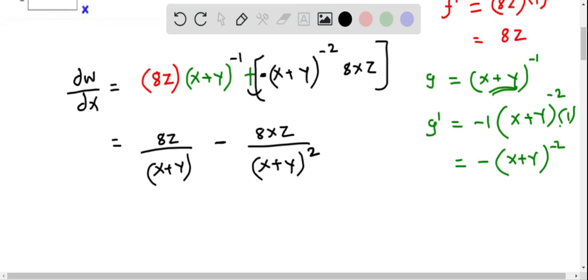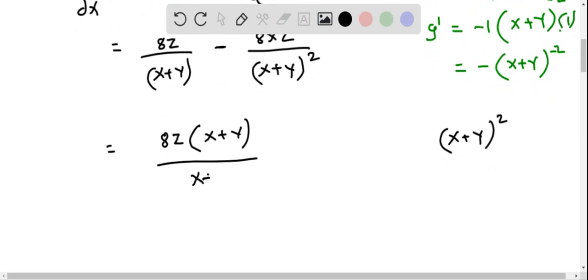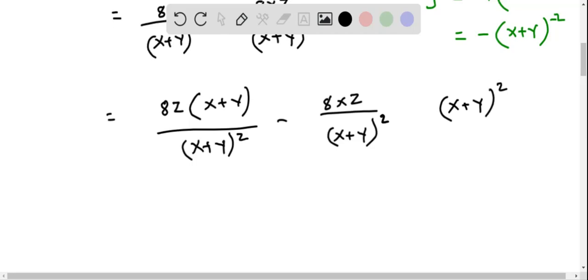Now the LCD for these two fractions is (x plus y) raised to the power of 2. So we have to multiply the first expression by (x plus y) and divide by (x plus y). When we do that, we get 8z times (x plus y) divided by (x plus y) quantity squared, minus the second expression. We do not have to multiply; we can keep it as it is. This becomes 8xz over (x plus y) quantity squared. Now we have a common denominator, that is (x plus y) quantity squared.